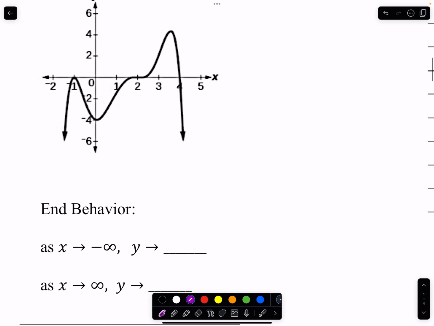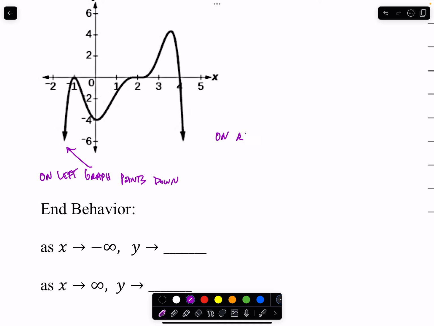So let's check out this one. Without the fancy notation, I could just write on the left, the graph points down. We can clearly see that there. And on the right, the graph also points down. We can clearly see that. So the concept isn't difficult. It's like writing it in the math.